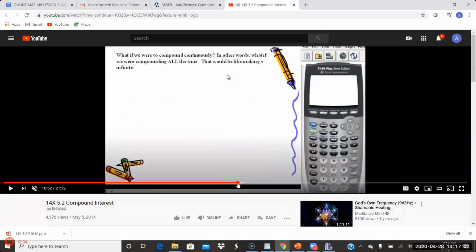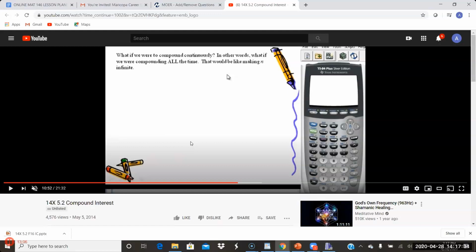Okay, so he talks about what if we were to compound continuously instead of several times a year? What if it was every minute, every second, continuously compounding interest over and over and over, every millisecond, all the time is what he means. So that would be like making n compounding infinite times. And he goes through a really nice explanation if you want to follow through the concept.